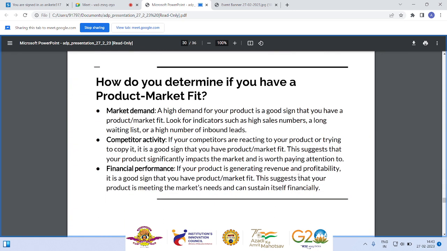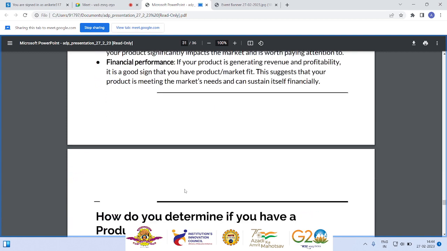Then how do you determine? So again, you have the market demand, then the competitor activity, and definitely the financial performance. If your product is generating revenue and profit, then it's a good sign and you are able to sustain financially. If your competitor is reacting to your product similarly, why? When Airtel launched Airtel Xstream, then you had Tata Sky Binge and Jio also came up with its application. So that's a good part, that your competitor activity is there, means your product is gaining.